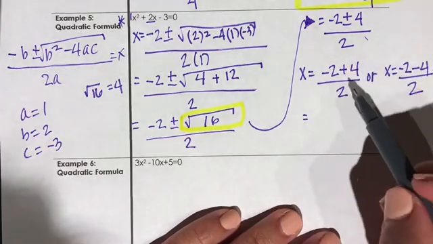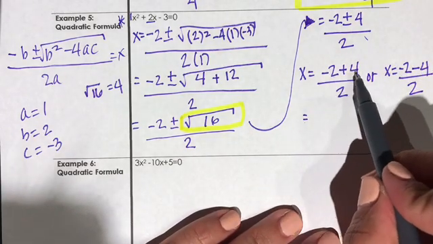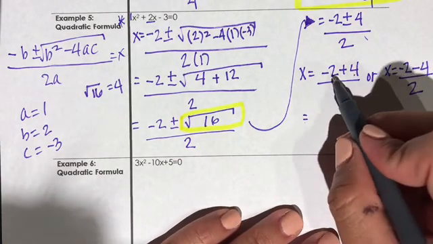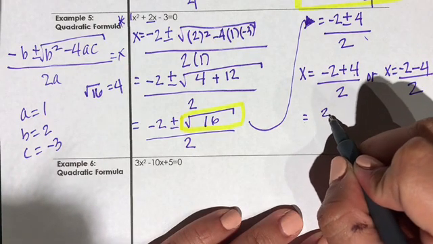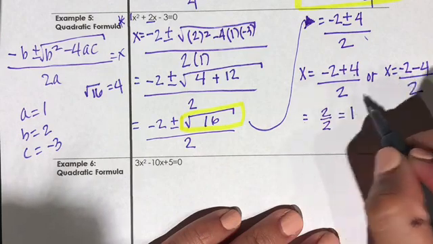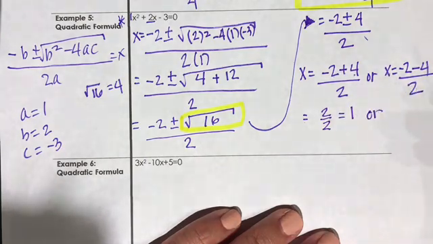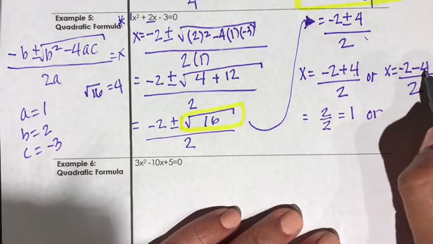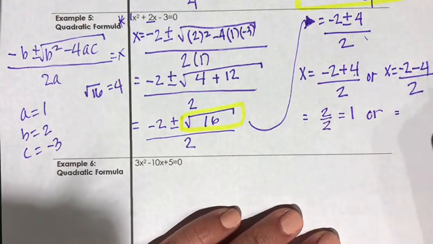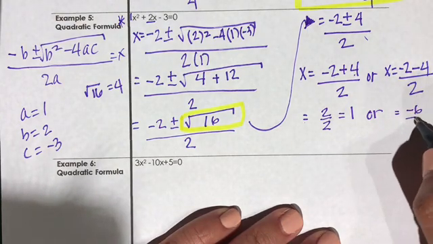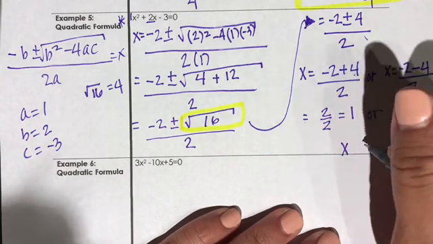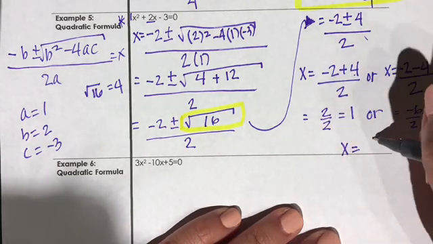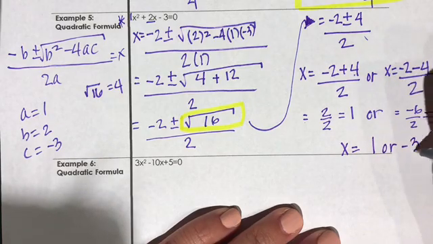I'm going to simplify. Negative 2 plus 4 is 2 over 2, which equals 1. Or negative 2 minus 4 equals negative 6 over 2, which equals negative 3. X equals 1 or negative 3.